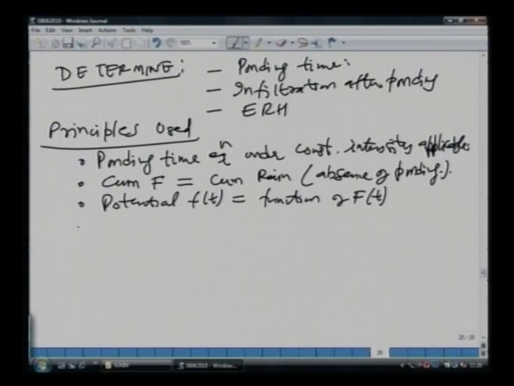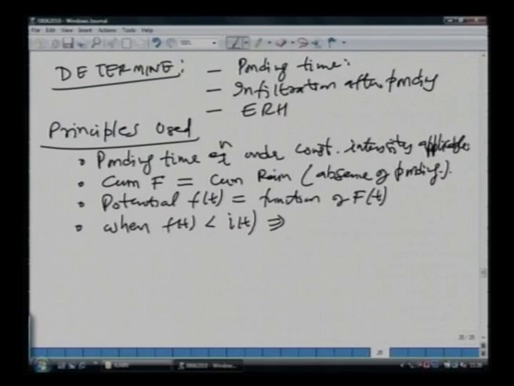The next thing is, when your f of t is less than I of t, at any time, what does it mean? As soon as the intensity of rainfall becomes higher than the rate of infiltration, that is when the ponding has occurred. This is the method, or the concept, we will use, which is very important.